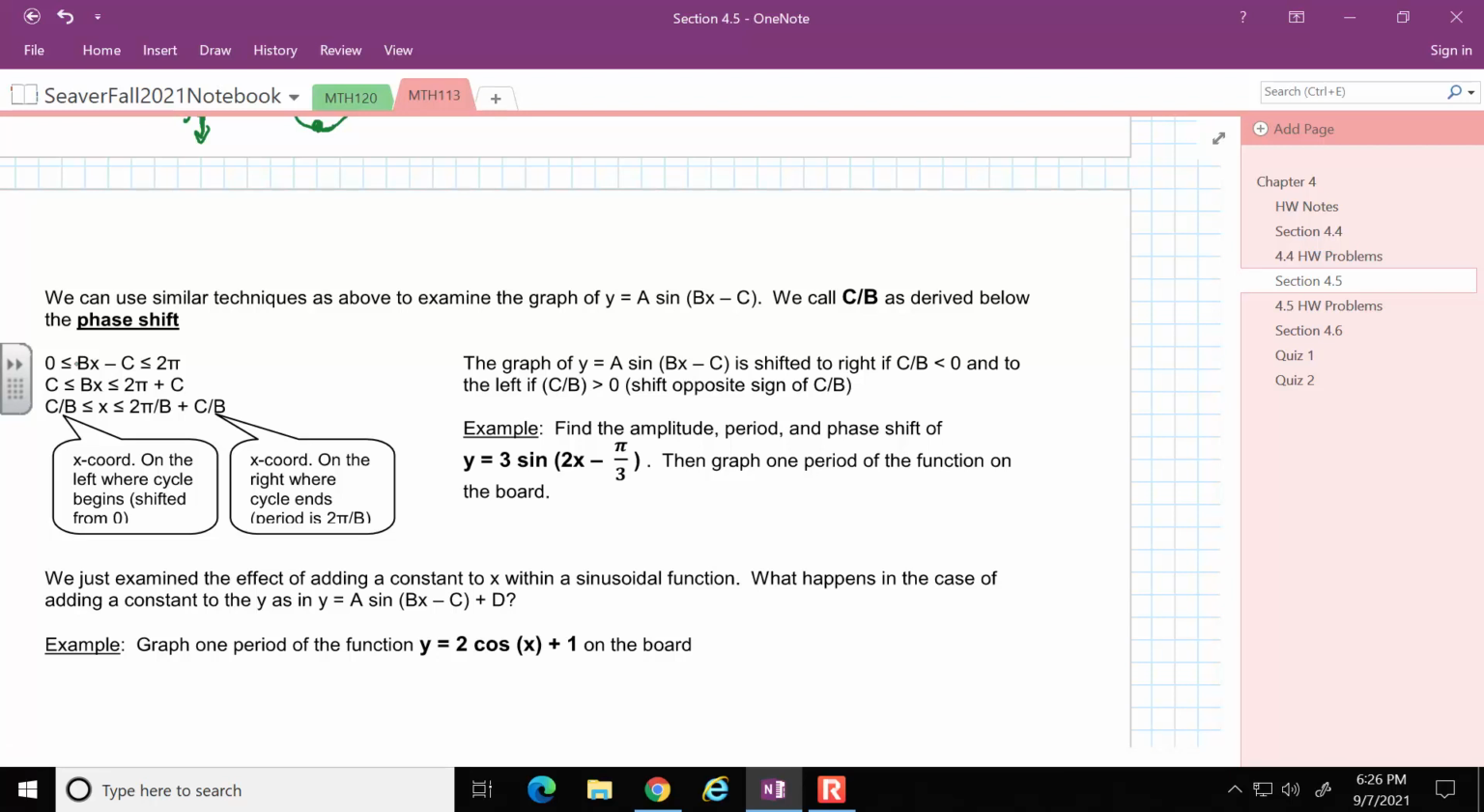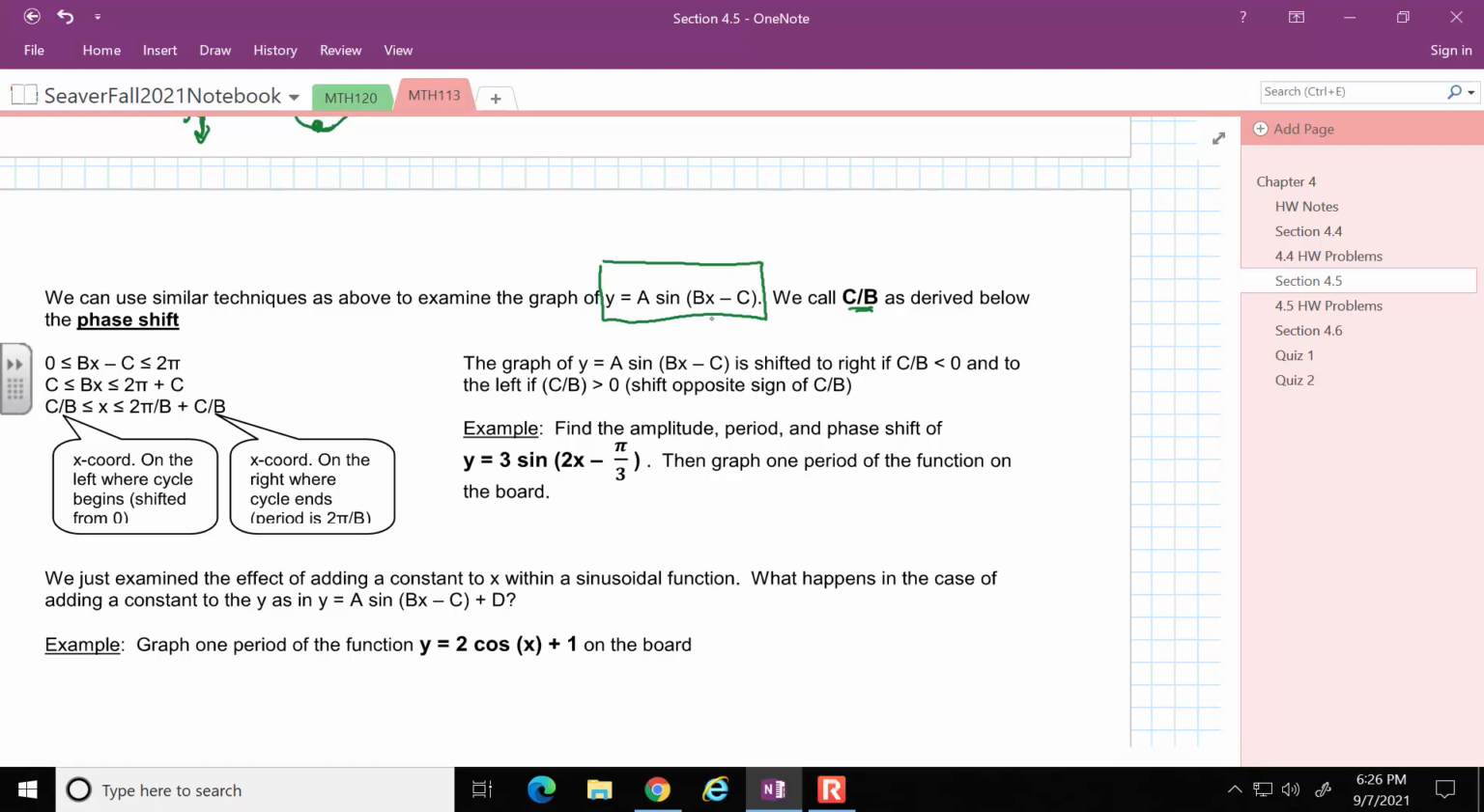Other than that, your graph is not changing, and it's even very similar to the way it is written. So when I see something like this, y equals a times sine of bx minus c, your amplitude is still a, the absolute value of a. Your period is still 2 pi over b, that multiplier of x. Your phase shift, now again, is going to be c over b. Notice that it is defined as bx minus c. So you're going to almost do the opposite of what it says in there.